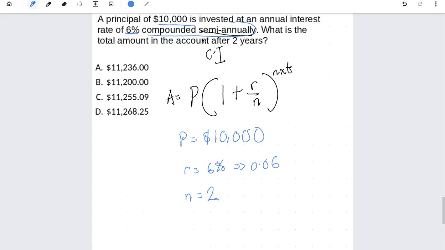From this statement, they said it's compounded semi-annually. That's 2 times a year, or every 6 months. So always pay attention to the number of times it's compounded so that you can know your N. And then what's the T? That's the time in years. That's 2 years. So we have all the values we need. We have our P, R, N, and T. So let's find the answer.